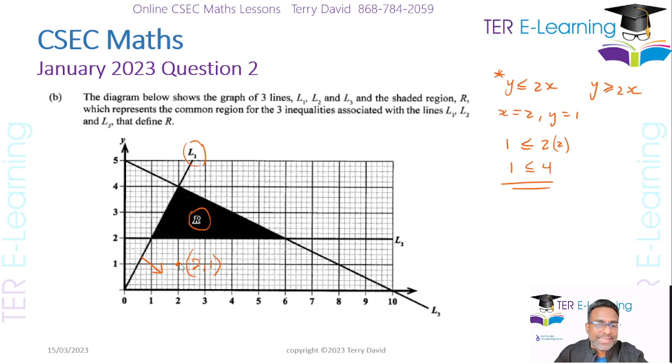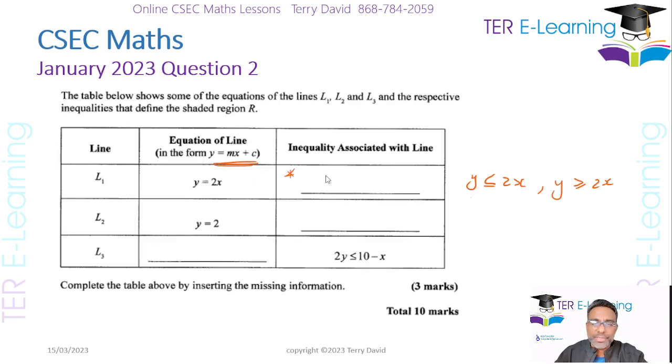So what that means is that this point 2, 1 lies in the correct region that I want it to be. So therefore your inequality has to be y is less than or equal to 2x. So for this one here, you're going to put y is less than or equal to 2x, right? That's the inequality there. Now let's look at L2 now.